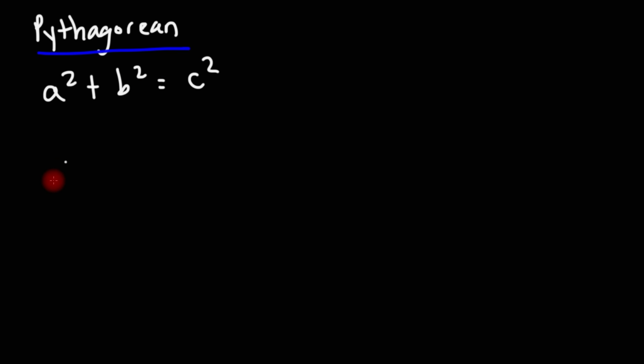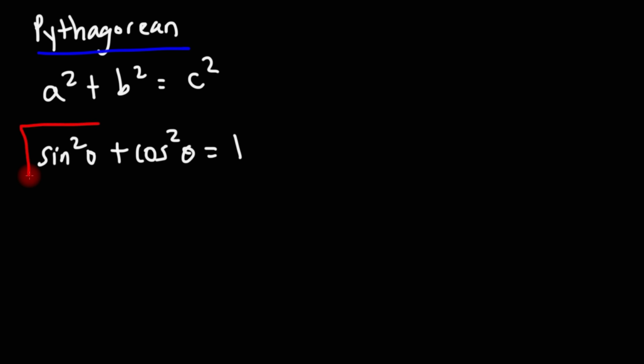Now the next thing you need to be familiar with are the Pythagorean identities. So think of the Pythagorean theorem, a squared plus b squared is equal to c squared. Here we have sine squared plus cosine squared is equal to 1. So that's the first Pythagorean identity, rather, that you need to know.